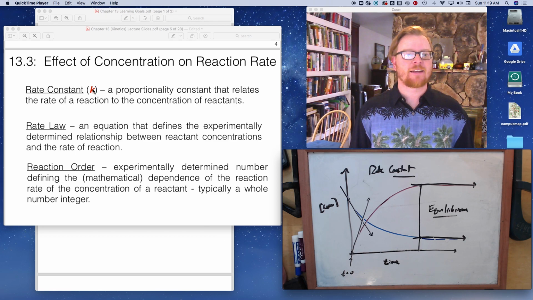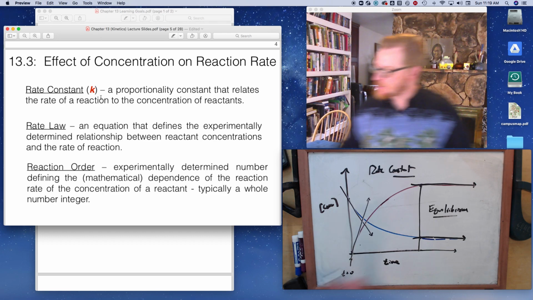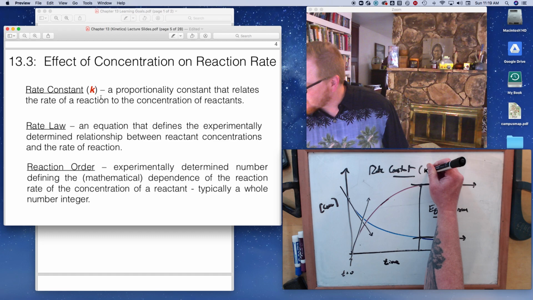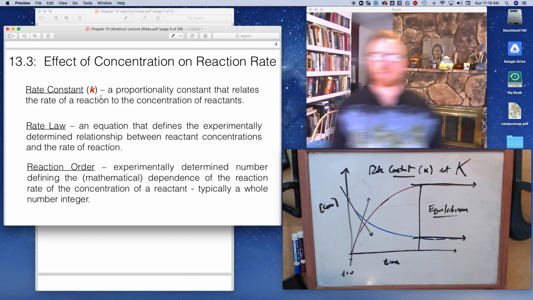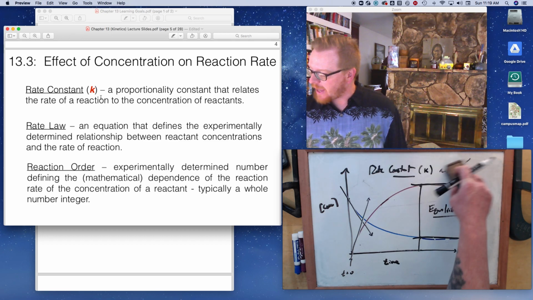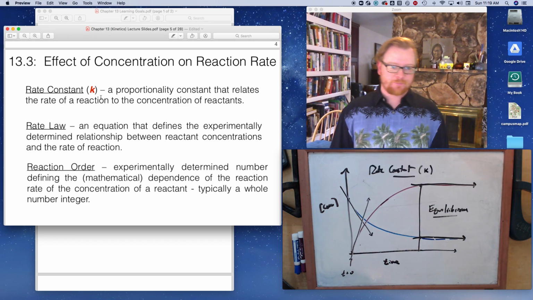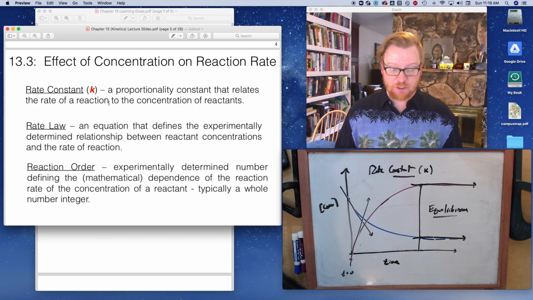We have the rate constant, k, and I know that there's K's for equilibrium, and there's K's for kinetics. So in kinetics, the rate constant is a lowercase k, not a big uppercase K for equilibrium. Okay, so we use lowercase k for kinetics. We use uppercase K for equilibrium. And so that rate constant is a proportionality constant that relates the rate of a reaction to the concentration. Okay, and the idea with the rate constant is that it is constant throughout the entire time of a reaction.